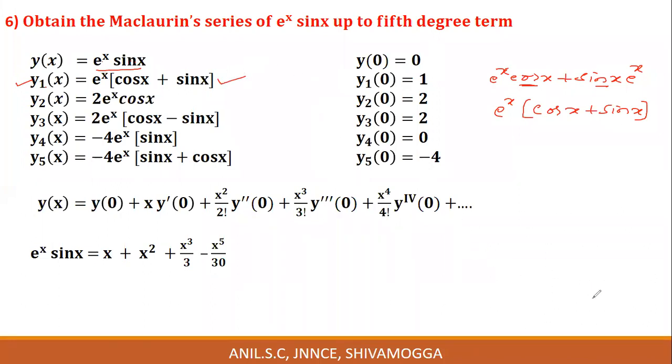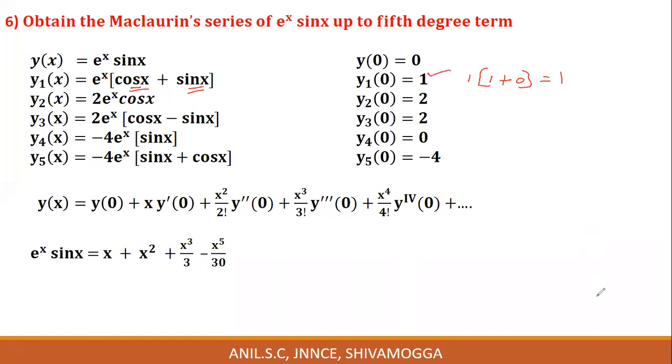Now put x is equal to 0. When x is equal to 0, this will be e power 0. e power 0 is 1 into cos 0. Cos 0 is 1 plus sin 0. Sin 0 is 0. Therefore, this is equal to 1. y1 of 0 is equal to 1.